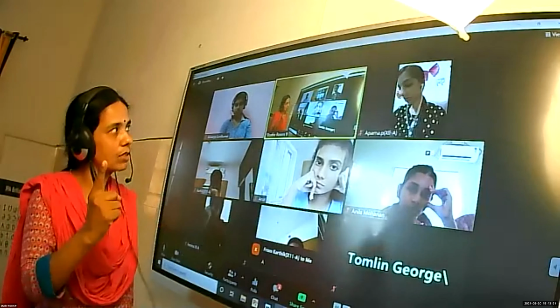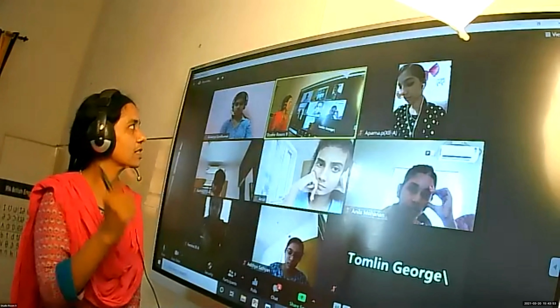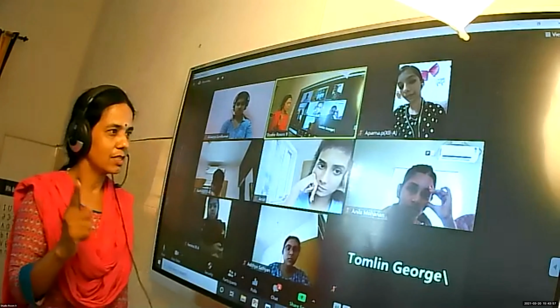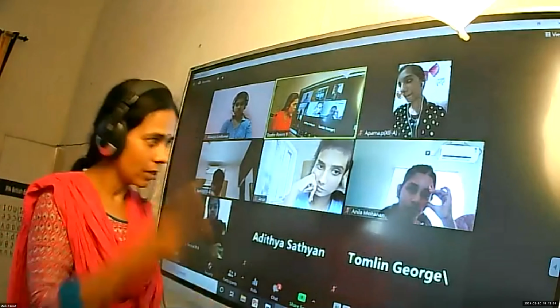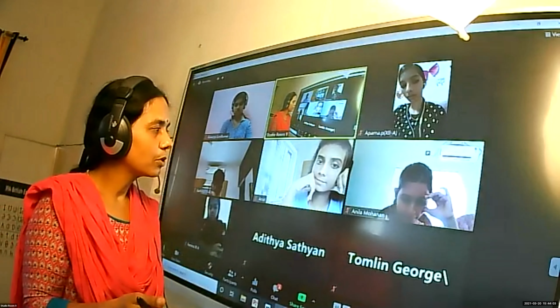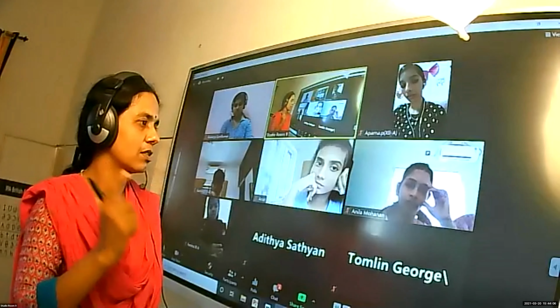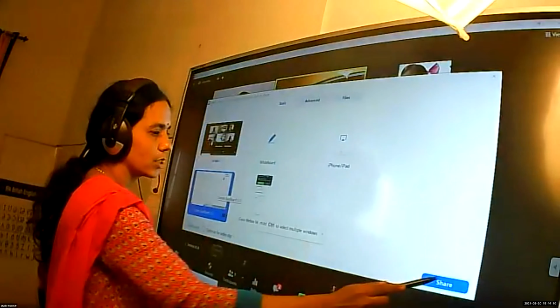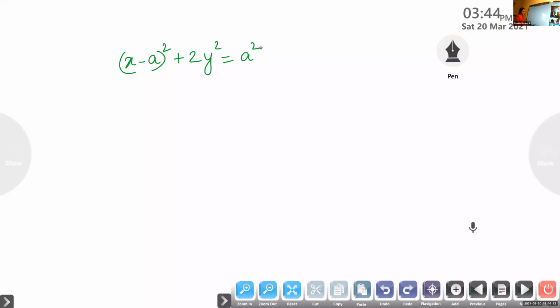But only one constant is present. If one constant is present, we differentiate how many times? One time. Is it clear? Although it is repeated, only one constant is repeated 2 times. So what do you have to do? We have to differentiate only once. Okay, now how are we going to remove this? How are we going to frame the differential equation?